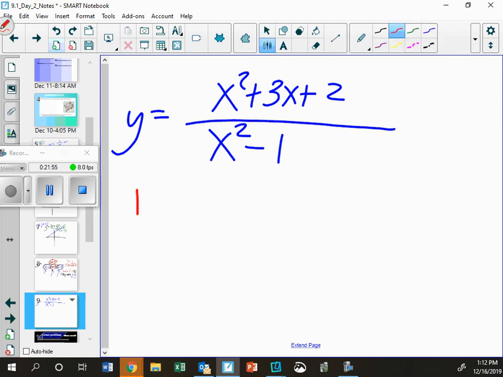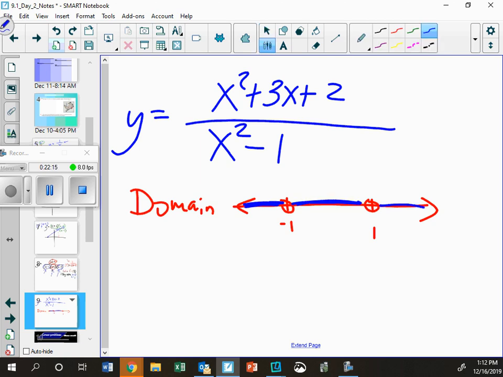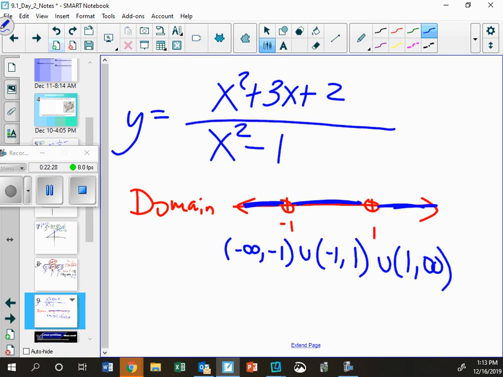So this thing's domain, I like to do it on a number line, just because I think it's the easiest way to say everything except. So it's everything except positive 1 and negative 1. Why do I say that it can't be those? Because those two numbers will make the bottom 0. This is a way to write the domain. If you would rather write it this way, negative infinity until negative 1, union, negative 1 to 1, union, 1 to infinity, you can do that. I personally like the number line better.